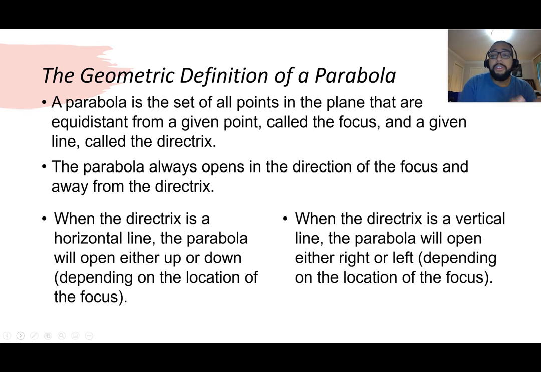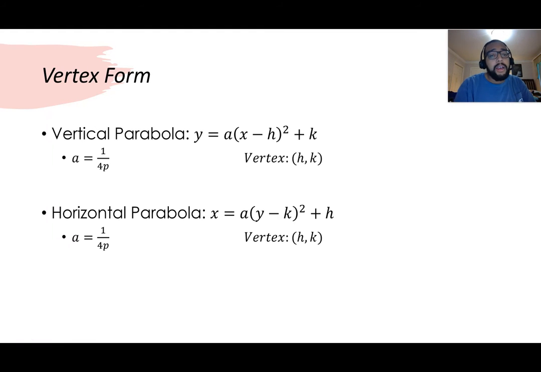And so we discussed two different types of parabolas. We've known about vertical parabolas, but then there's a thing called a horizontal parabola, which is new and different, but it's totally fine. If our directrix is a horizontal line, our parabola is going to open up or down, depending on the focus. If our directrix is a vertical line, the parabola is going to open left or right, depending on the focus. Again, we discovered two types of parabolas, vertical and horizontal.